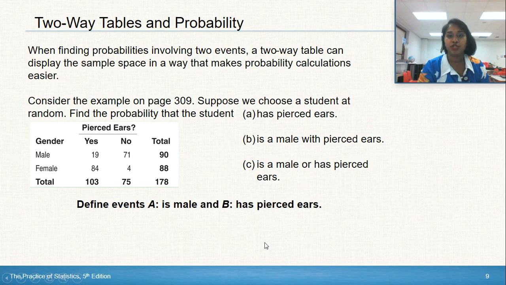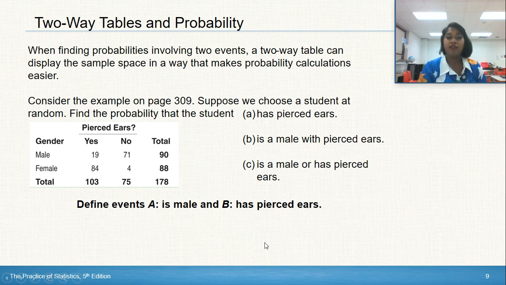So suppose we choose a student at random. Find the probability that the student A has pierced ears, so there's question 1. B is a male with pierced ears, question 2. And C is a male or has pierced ears. So there's that very important C part where we're going to do an "or" concept, and that's where I think kids might make their most mistakes. A and B make a little bit of common sense to you guys, but C might be a little bit tougher.